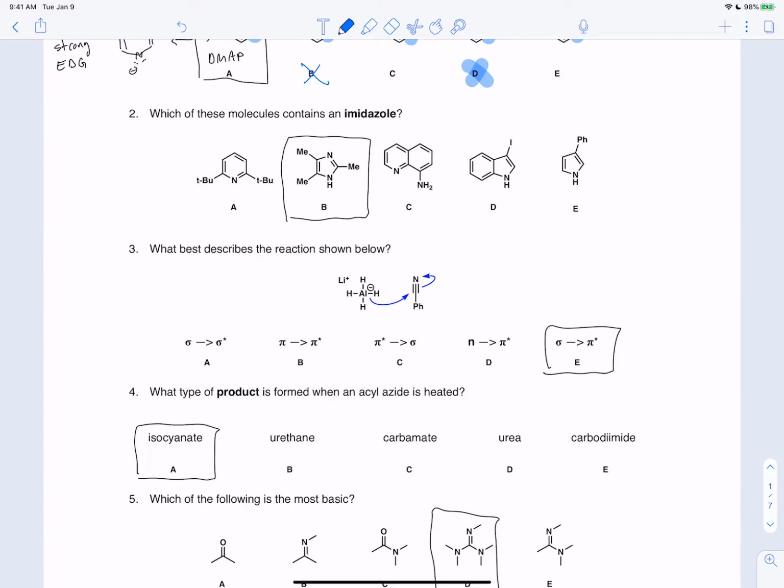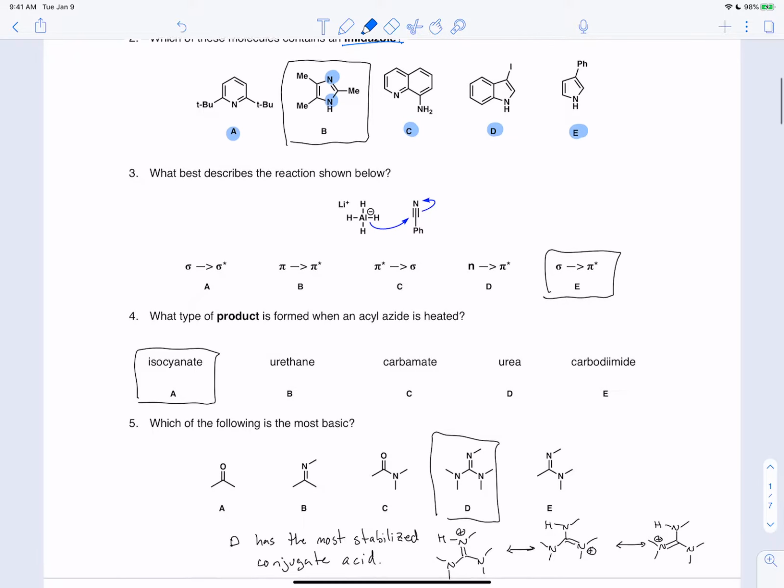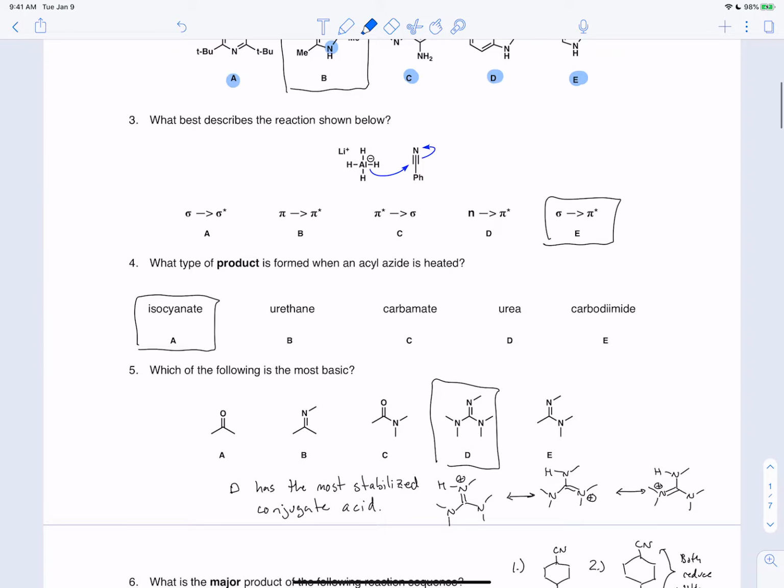Number 2 is just, do you know what an imidazole looks like? And the imidazole is this 5-membered ring heterocycle that has 2 nitrogens in it. The other ones we have are pyridine, we have a quinoline, an indole, and a pyrrole. So this is really just about, do you know your different heterocyclic rings?